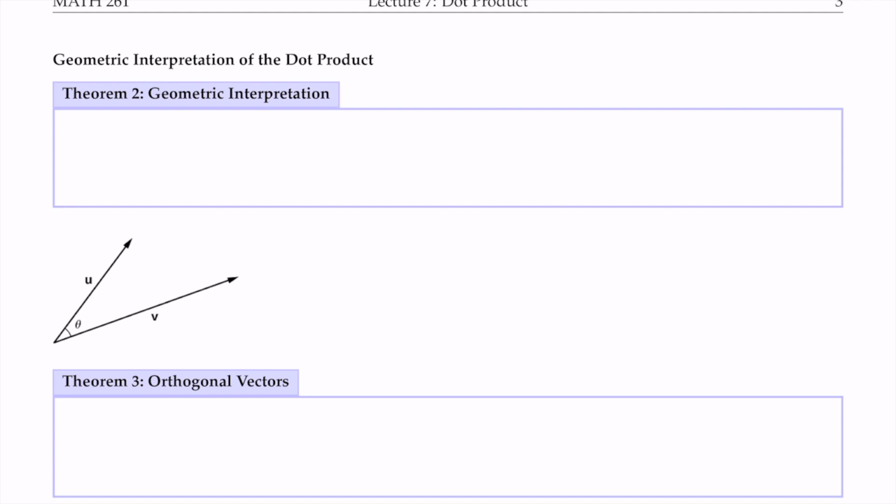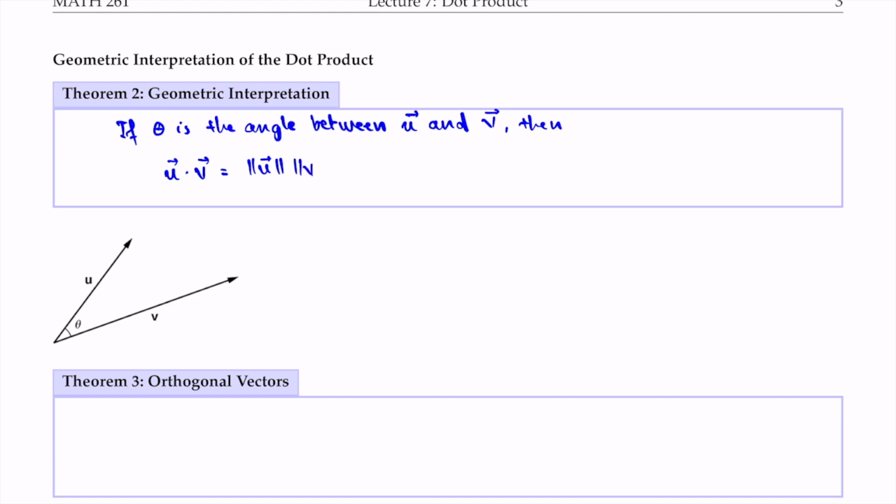So if theta is the angle between u and v, then the dot product u dot v is equal to the magnitude of u times the magnitude of v times the cosine of the angle between the two vectors.